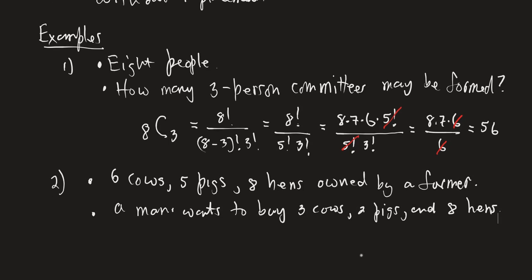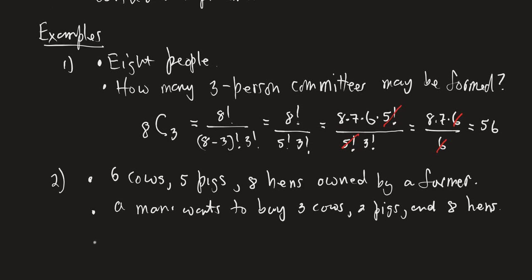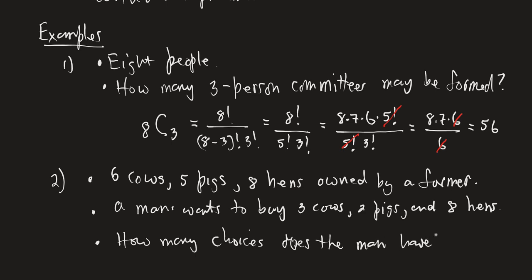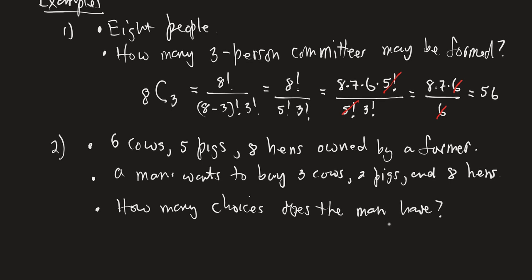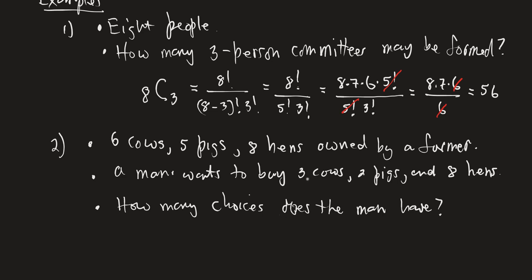The question is, how many choices does the man have? And my use of the word choice here is important, right? So how many choices does the man have? Again, it doesn't matter if you think of it as cows, like C1, C2, C3 through C6.